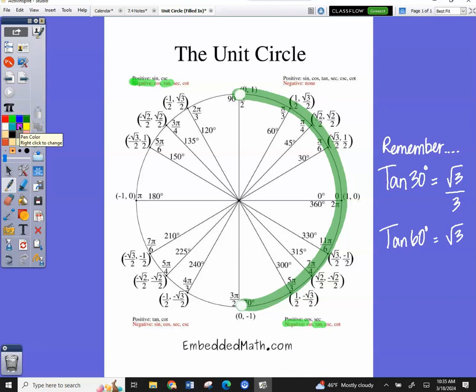It'd be 330, right? When we say 30-degree reference angle, we mean there's a 30-degree gap right here from the angle to the nearest x-axis. So tan of 330 would be negative root 3 over 3, right? What is it as radian? 11.